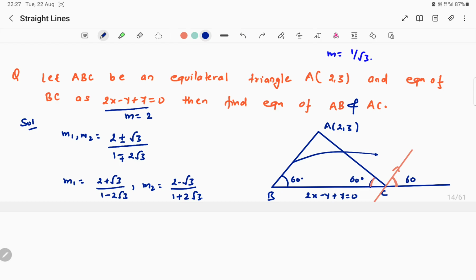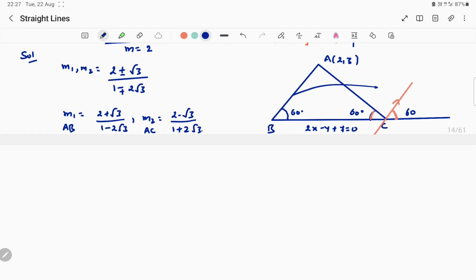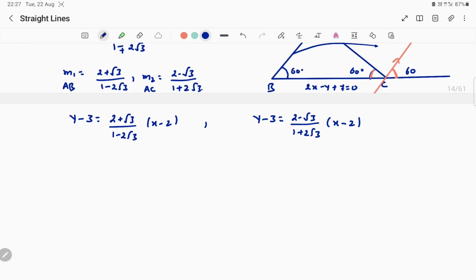Equation of the line. So the equation of AB is, so you got the slope of AB, isn't it? So let's say m1 is the slope of AB and m2 is the slope of AC. Now they are passing through the point A, so you know a point, so you can use the slope point form. So you can write y minus 3 is equal to m1, which is (2 plus root 3) by (1 minus 2 root 3), into (x minus 2). This is one equation, and the other equation is y minus 3 is equal to (2 minus root 3) by (1 plus 2 root 3) into (x minus 2). This is the second equation. So this is the equation of AB and AC.